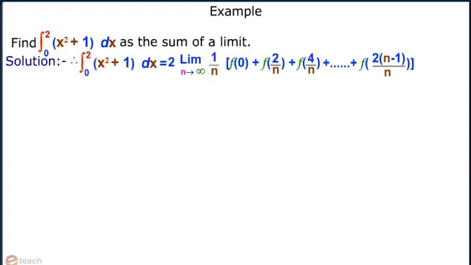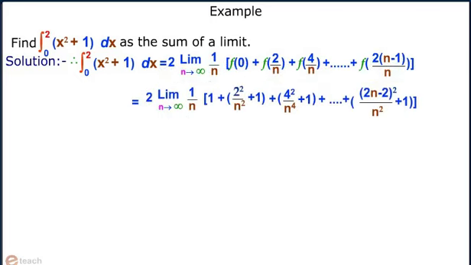Now putting this in the equation, we get the integration 0 to 2 of (x squared plus 1) dx equals 2 into the limit as n tends to infinity of 1 by n into [f(0) plus f(2 by n) plus f(4 by n) up to f(2(n minus 1) divided by n)], which is equal to 2 into the limit as n tends to infinity of 1 by n into [1 plus (2 squared by n squared plus 1) plus (4 squared by n squared plus 1) up to ((2n minus 2) whole squared divided by n squared plus 1)].